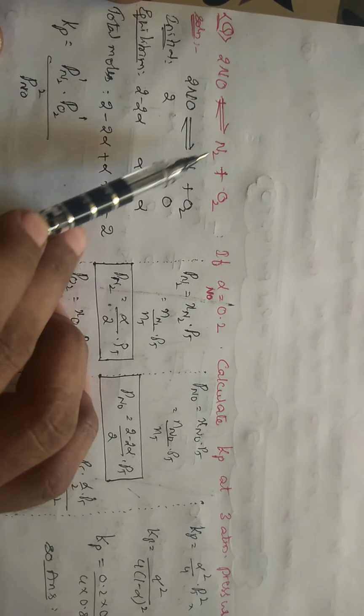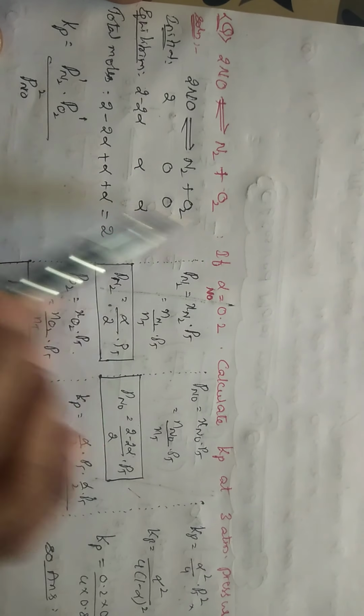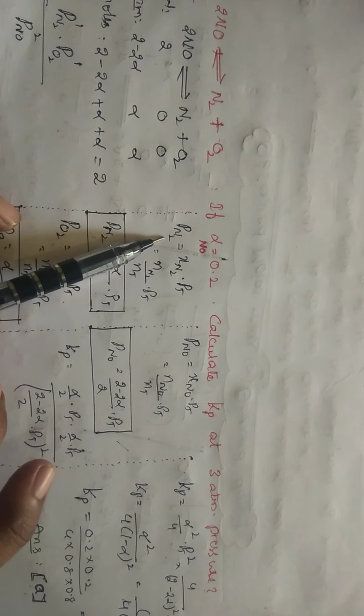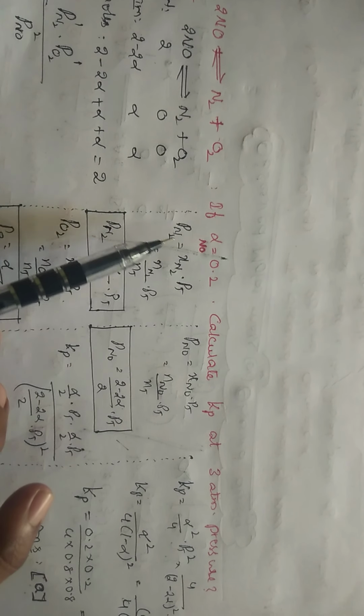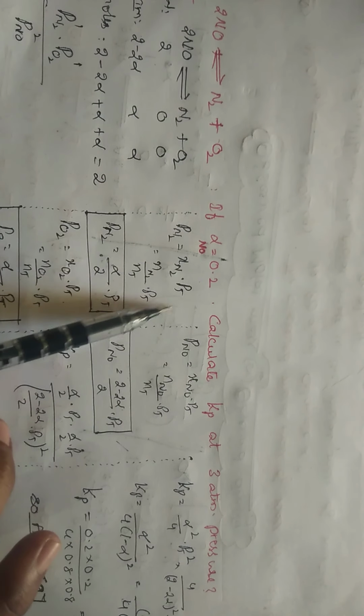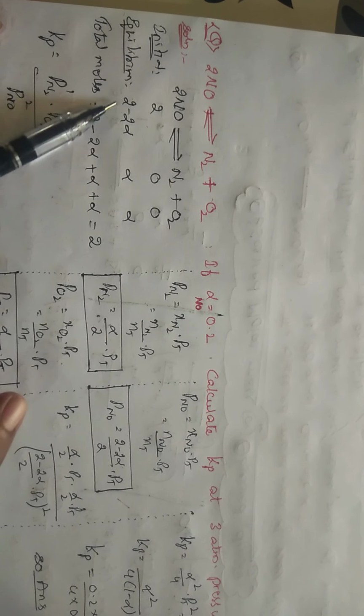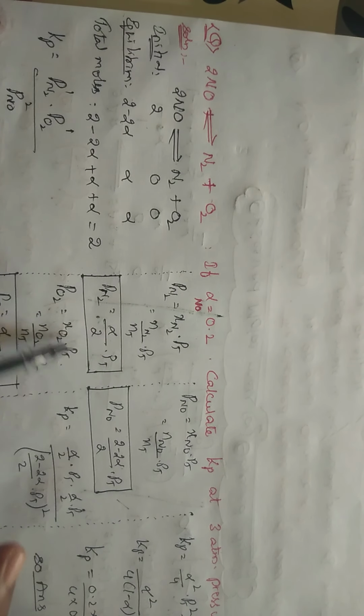So Kp will be P N2 whole power 1, P O2 whole power 1, P NO whole power square. P N2, how will you calculate it? I will calculate it by the mole fraction of N2 into total pressure. Mole fraction of N2 means number of moles of N2 by total number of moles. By summing all this you will get the total. So it is alpha by 2 into total pressure.